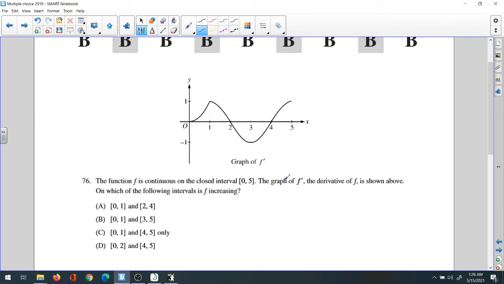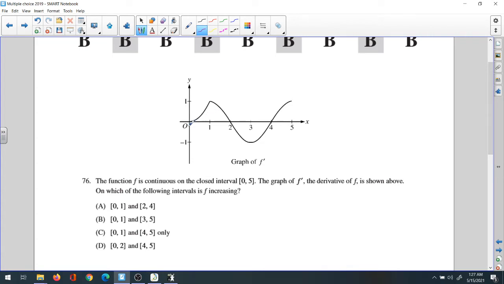The graph of its derivative is above. On which of the following intervals is function f increasing? So this is the derivative, and they want to find the intervals where the original function is increasing. If you have that, look at the x-axis. Any curves, any movement above the x-axis will be considered as increasing.